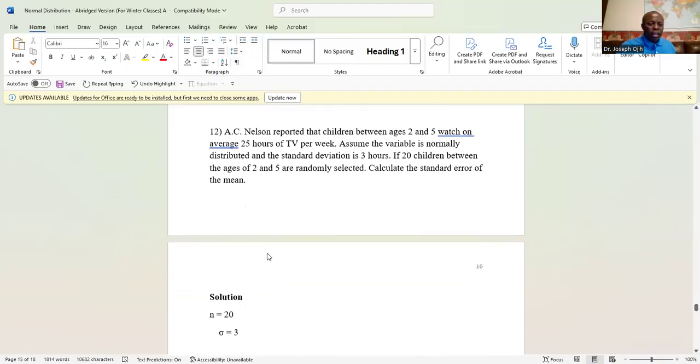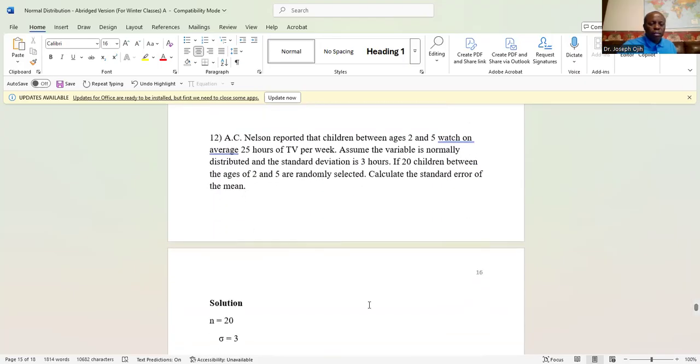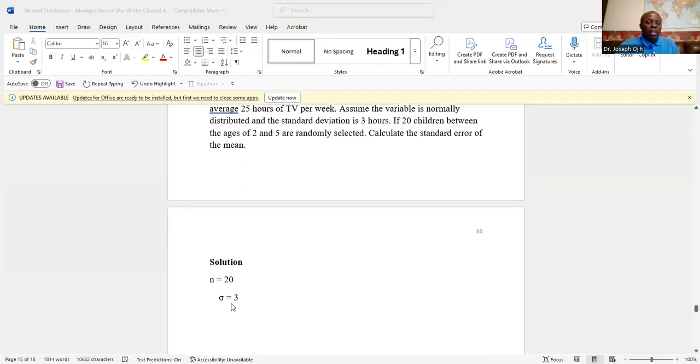We have this question. It says AC Nelson reported that children between age 2 to 5 watch on average 25 hours of TV per week. Assume that the variable is normally distributed with a standard deviation of 3 hours. If 20 children between the age of 2 and 5 are randomly selected, calculate the standard error of the mean. Well, how many of them were selected? n is 20, and the standard deviation is 3.